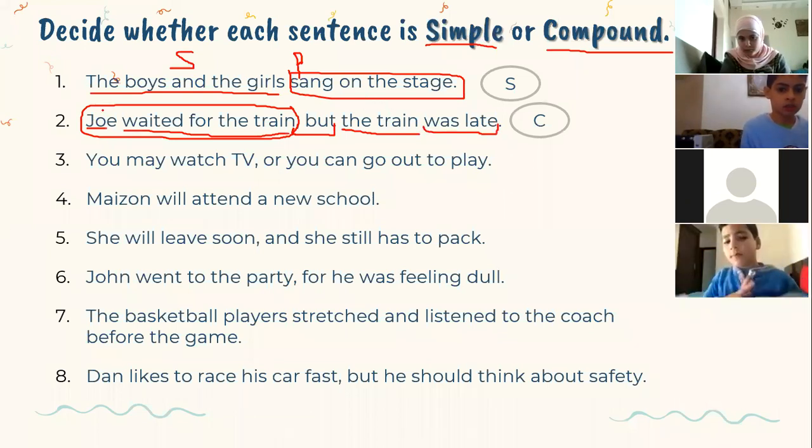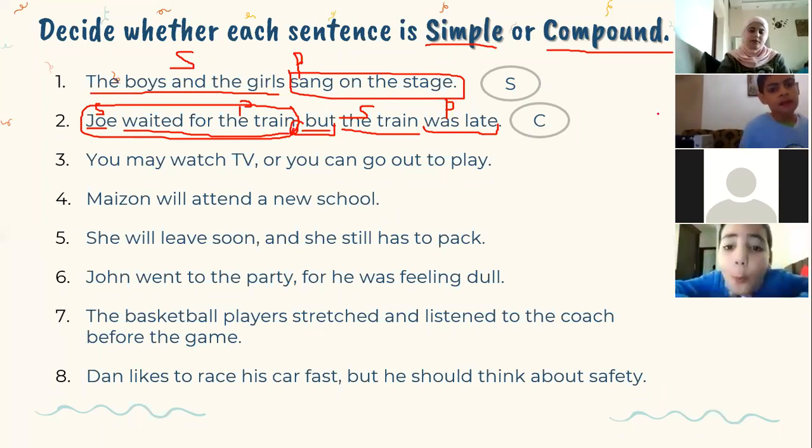So till now I have two subjects, two predicates, and two ideas. And between them, I have a comma with the conjunction but. Then it makes a compound sentence. So you see the difference between number 1 and 2. Number 1 is a simple sentence. The second one is a compound sentence. Okay? Thank you, Hassan.